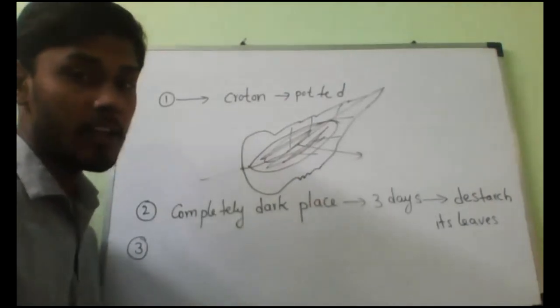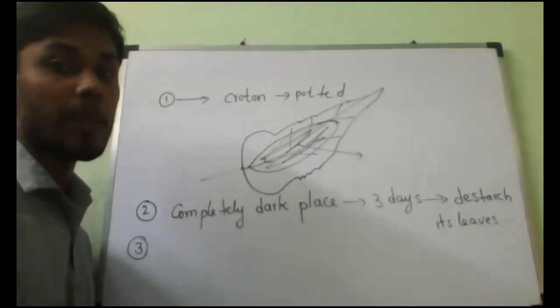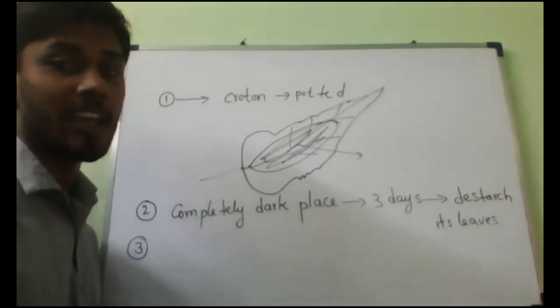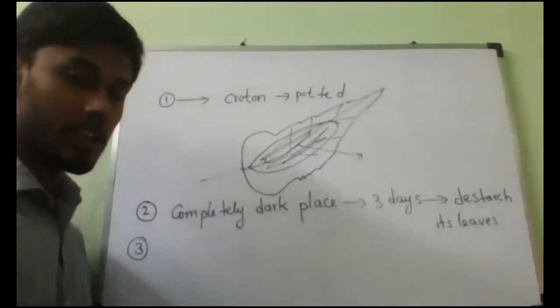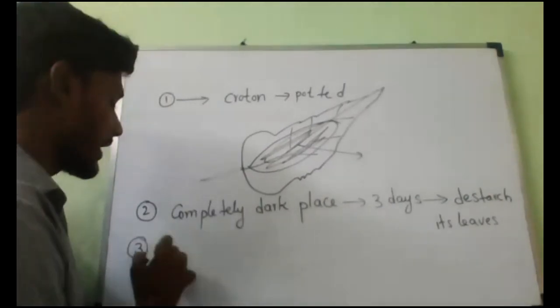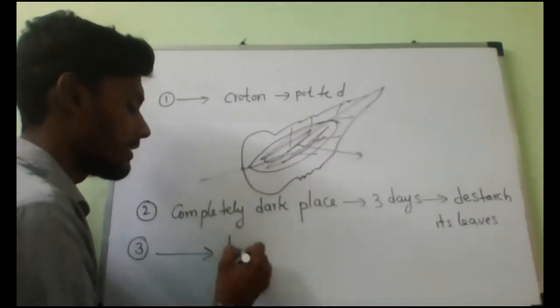Now, after that, once there is no stored food inside the plant leaf, take out that potted plant from the dark place and keep it in bright sunshine for 3 to 4 days. How many days should we keep it again? 3 to 4 days in sunshine.